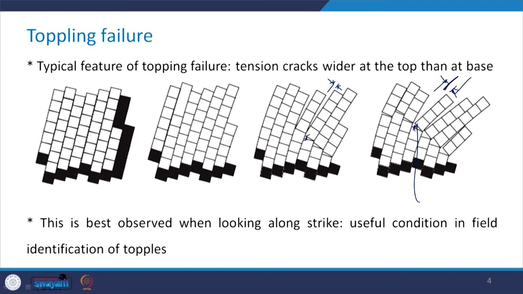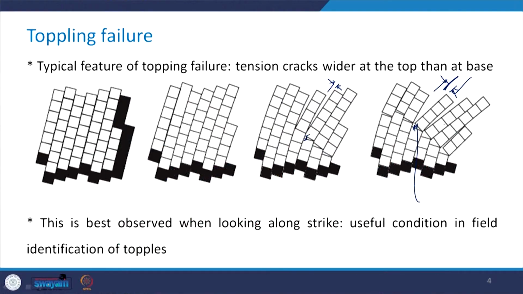This can be observed in the best possible manner when you look along the strike direction, and this can be a useful condition for the field identification of topples. These blocks which are toppling are called topples. So, if we need to identify these in the field, we can observe while looking along the strike of the slope, and we will be able to identify these topples.